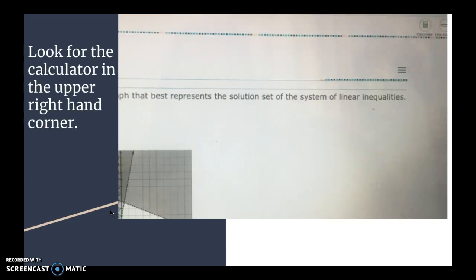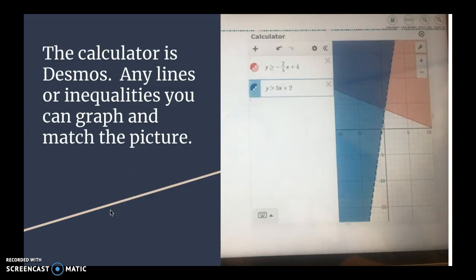The calculator in the upper right-hand corner is right there. It's really small, but make sure you look for it. The calculator can be used in 2 different ways. The first way is that it's Desmos, which I know a lot of you have used in your math classes. If you have any questions on how to use Desmos, please reach out to your math teacher. But I think for a lot of you, you're comfortable that you could type in the equations and inequalities. It will graph it for you. If you see any graphing questions, make sure you type them into Desmos and then match the answer.